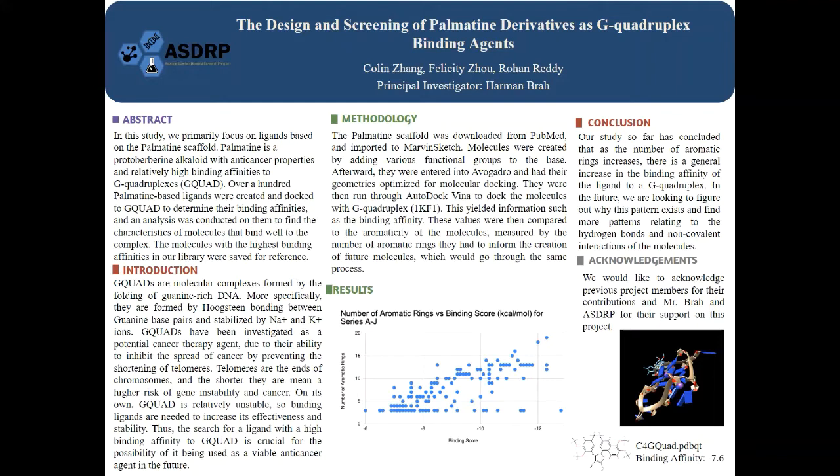Currently, we are trying to research more into how the number of aromatic rings actually affects the G-quadruplex proteins by reading other research papers by other researchers. In the future, we look to create, dock, and analyze ligands with higher binding affinities so we can maybe find something like a specific functional group in a ligand that generally corresponds to a high binding affinity.